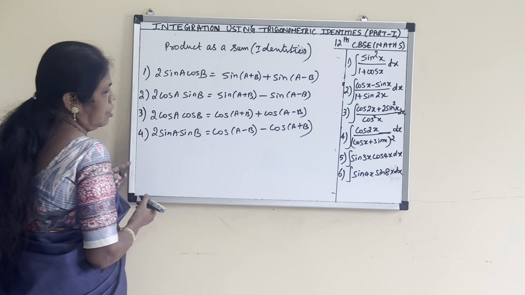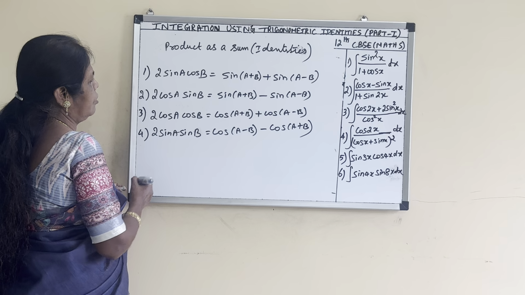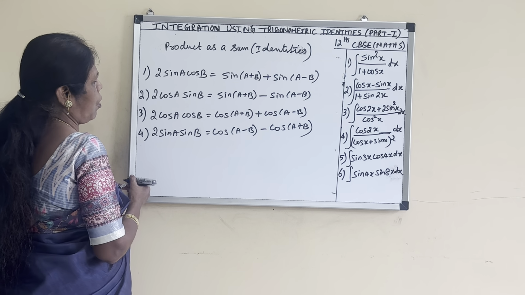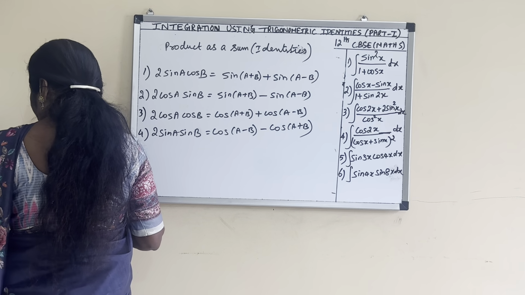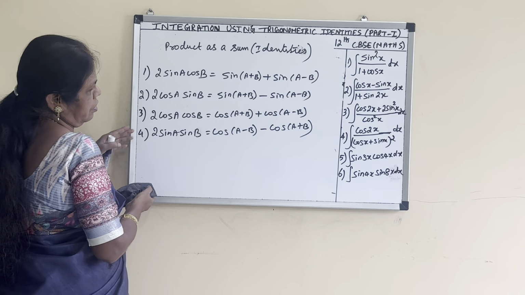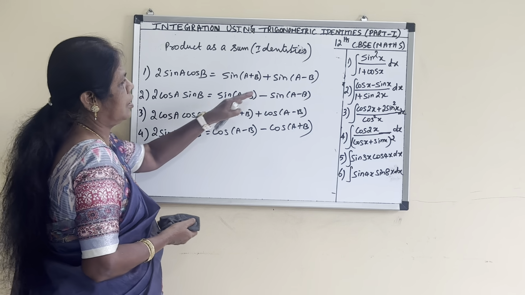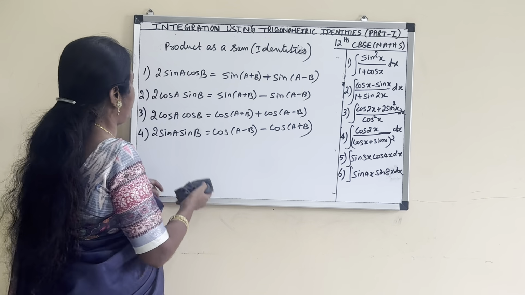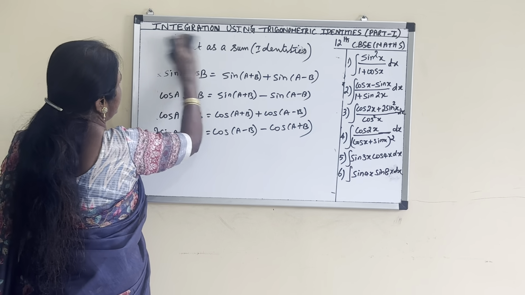These are the 4 trigonometric identities, product as a sum. If you remember this, many questions in that exercise you can solve. I have taken the questions from exercise 7.3.